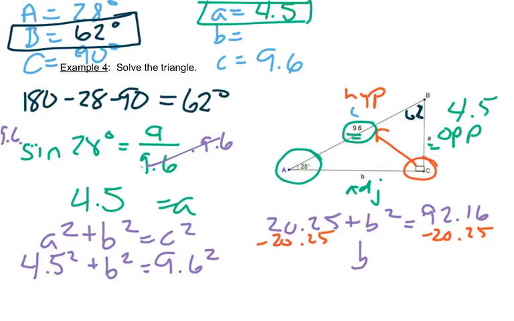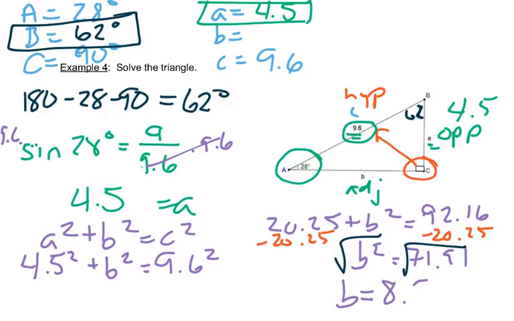And that gives me b squared is equal to 71.91. And then I'll take the square root of that. That gives me b is equal to 8.47, but the 7 tells me to round the 4 up to a 5. So now I have all 6 pieces. I have values for all 6 pieces. The 3 that were missing, I have the answers for in boxes.